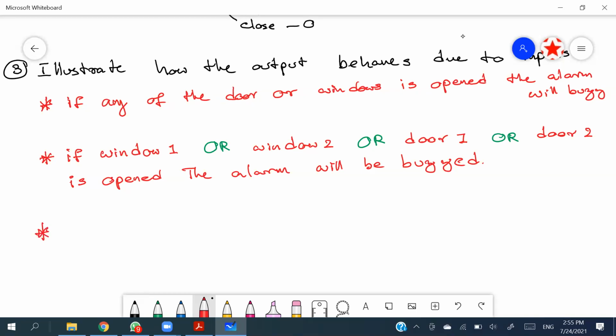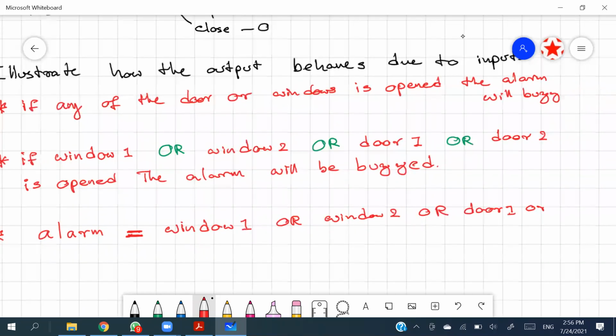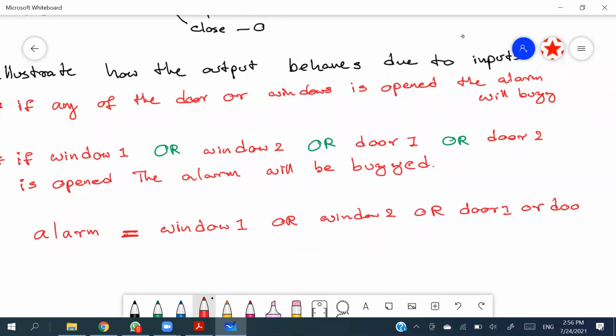So my output is alarm, which is A. So I'm saying, therefore, alarm equals, right? Alarm equals window 1 or window 2 or door 1 or door 2.